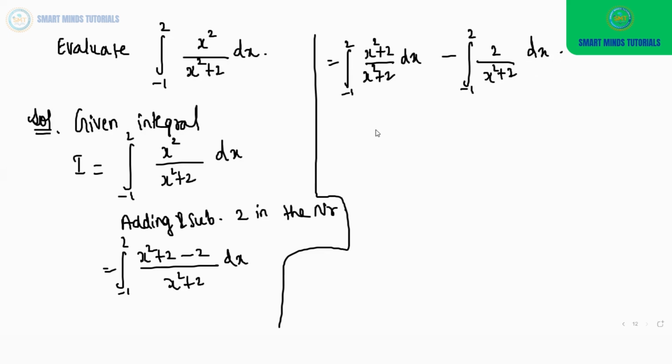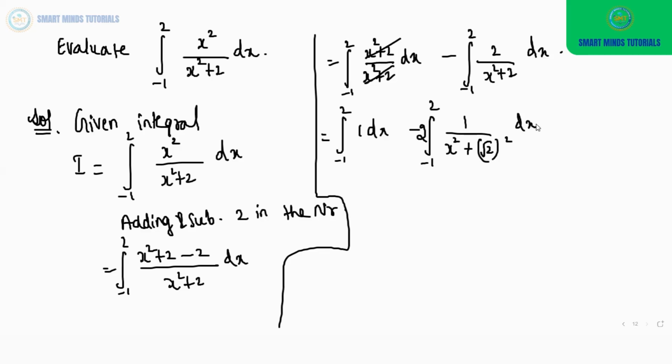Listen to me carefully. Now x square plus 2 cancel. That is integral minus 1 to 2 of 1 dx, minus integral minus 1 to 2. Let's take this 2 outside. We will get 1 by x square plus 2, I should write. Now, how can I write 2 as some square? How can I represent it? I can write it as root 2 whole square.